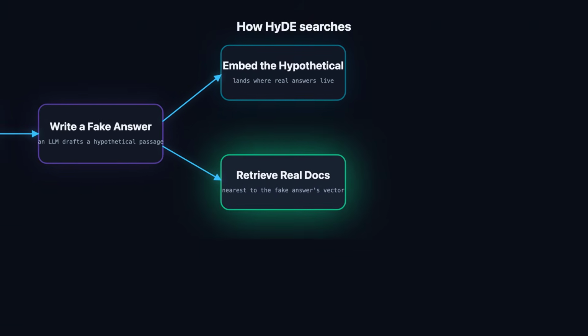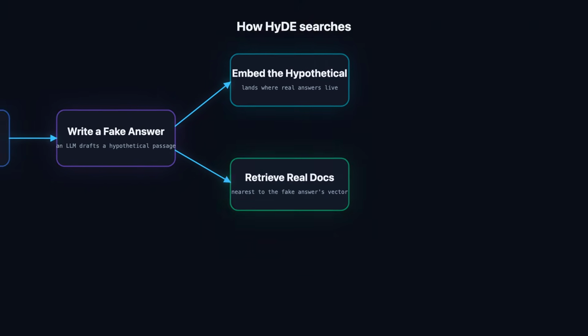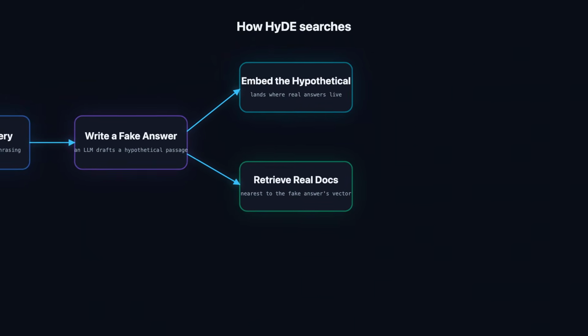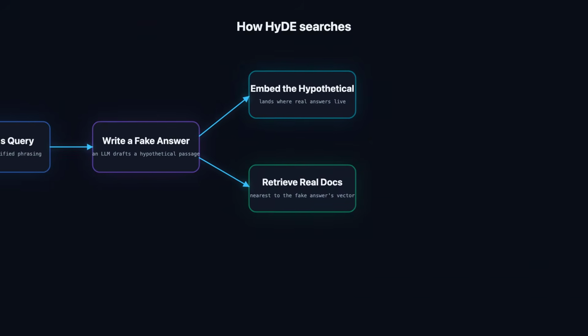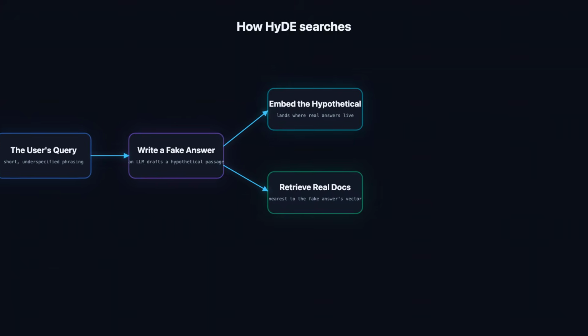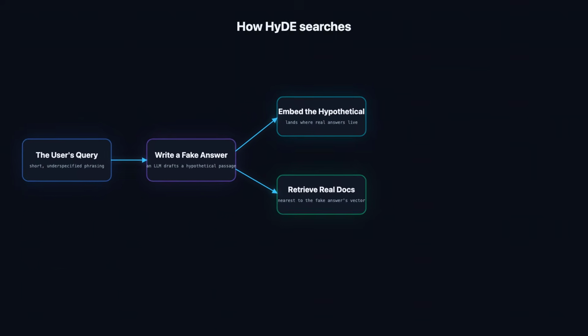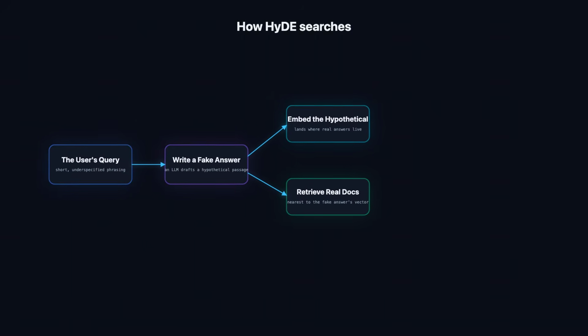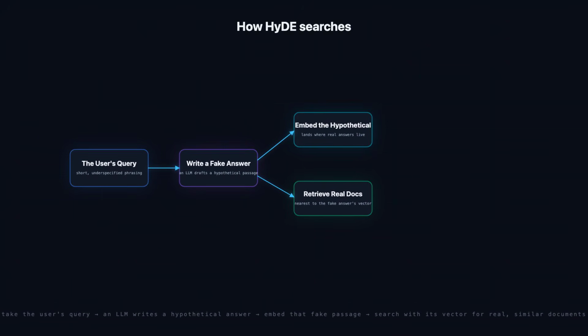Finally, we search with that hypothetical vector, not the question's, and pull back the real documents nearest to it. Because we compared answer against answer, those neighbors tend to be exactly the passages that resolve the original query, with any hallucinated details washed out by the real results.